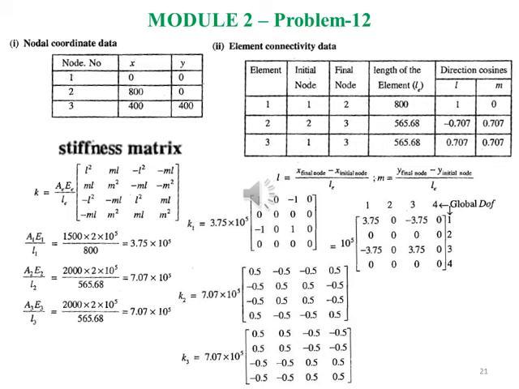Once K1, K2 and K3 are calculated for each of the elements, we have to write down the global stiffness matrix. The global stiffness matrix is K1 plus K2 plus K3. We do direct substitution of the values from the elemental connectivity data and direction cosines. So K1, K2 and K3 are calculated.